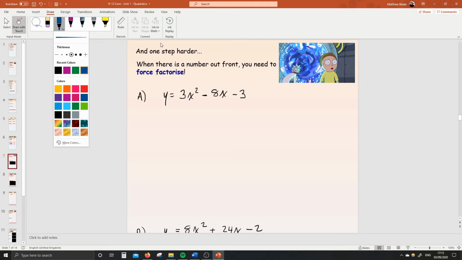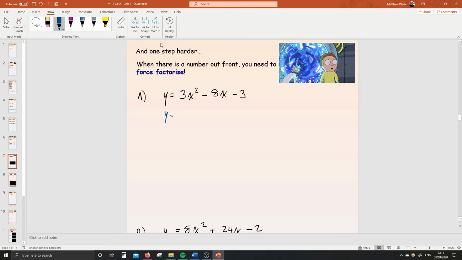These are hard. So here's what you're going to do. Factorize it anyway. I can't have a number touching the x squared, so just pull the 3. 3, open bracket. What do you times 3 by to get 3x squared? Well, x squared. Now, what do you times 3 by to get 8? Oh god, I don't know, a fraction number.